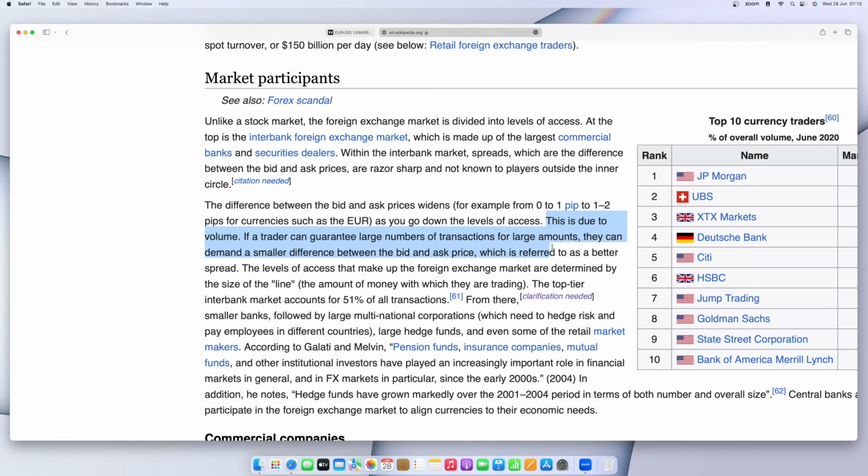Are you beginning to see it? So when we say smart money, we're trying to refer to these big players in the market, because already the beginning has told us that the foreign exchange market is divided into levels of access. And now it further clarifies what it means by level of access. That is the amount of money people are using to trade. It is determined by the size.